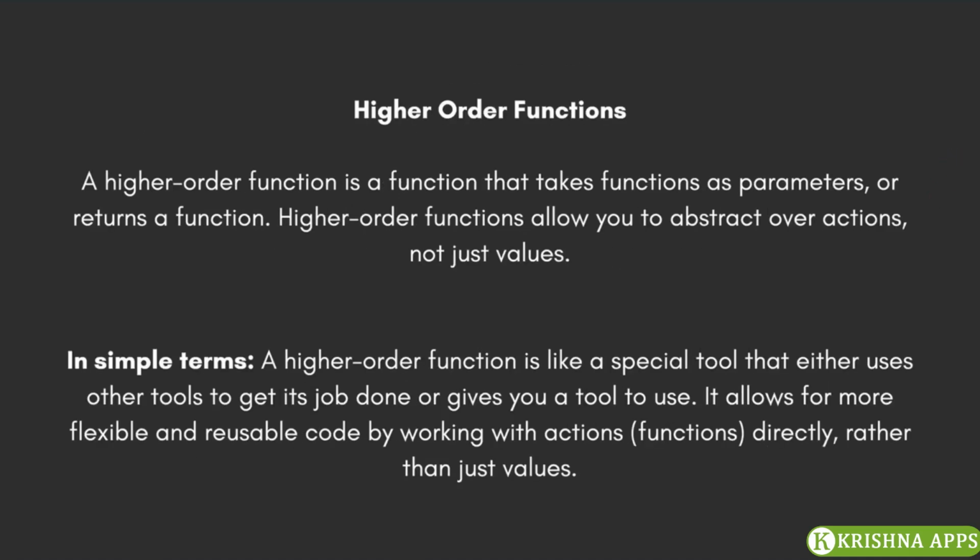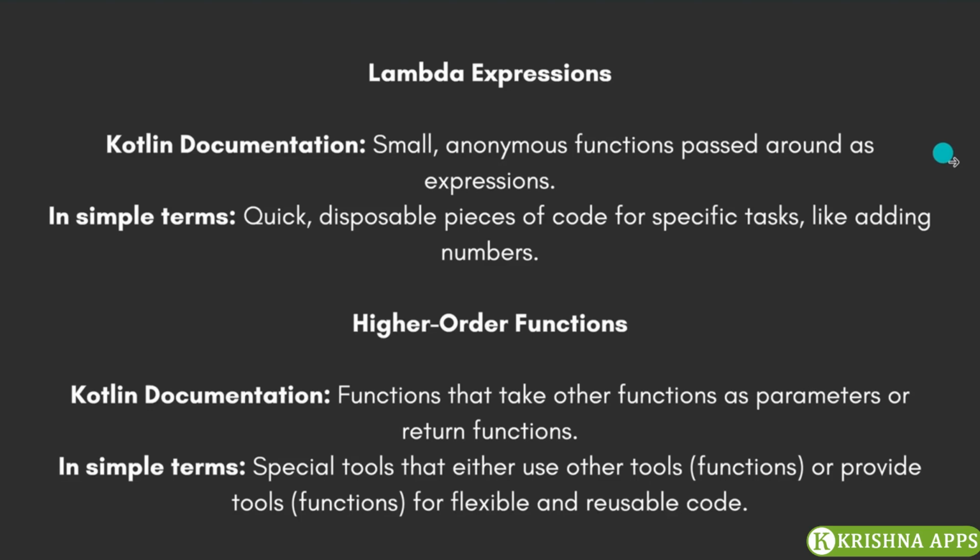Higher order functions. What are they? A higher order function is a function that takes functions as parameters or returns a function. Higher order functions allow you to abstract over actions, not just values. Simply put, a higher order function is like a special tool that either uses other tools to get its job done or gives you a tool to use. It allows for more flexibility and reusable code by working with actions, functions, directly, rather than just values.